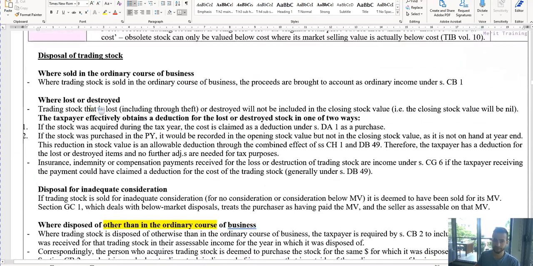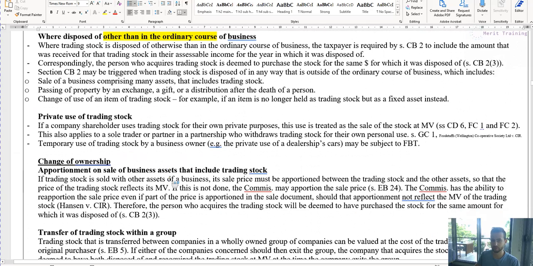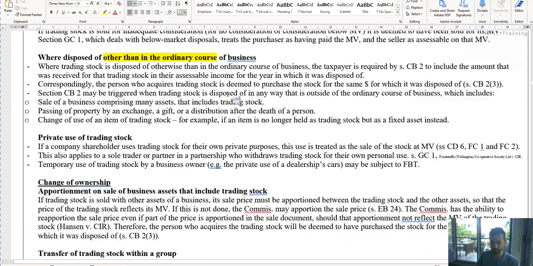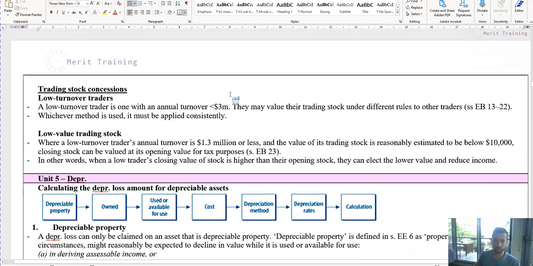And we also talked about different situations where, if it's outside the ordinary course of business, you have to record that in your income, or if you lose or destroy your stock, you actually get a deduction for it, and so forth. And also we talked about the concession for low value and low turnover traders.